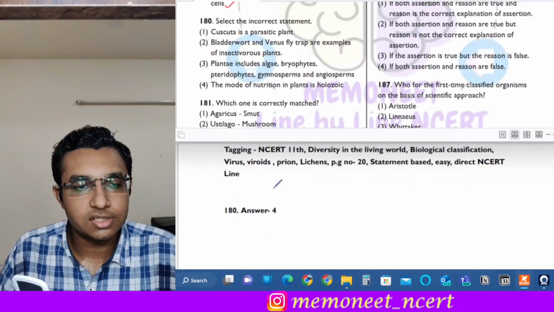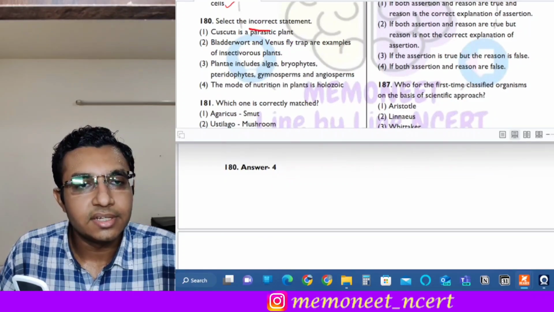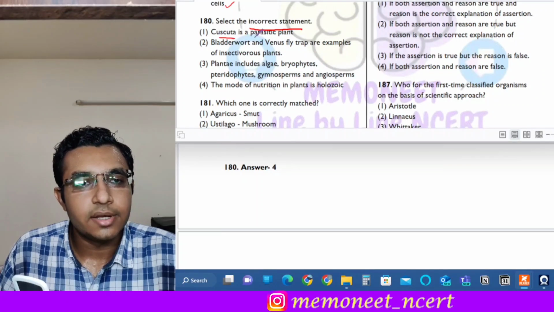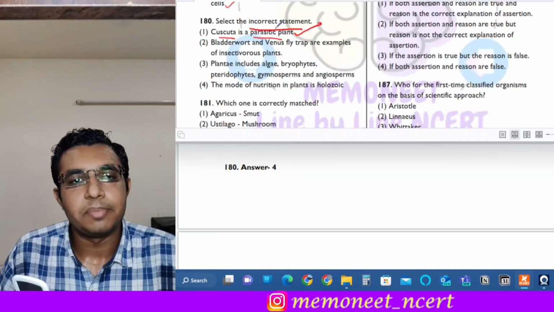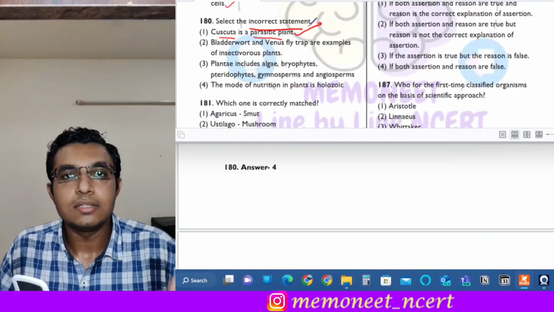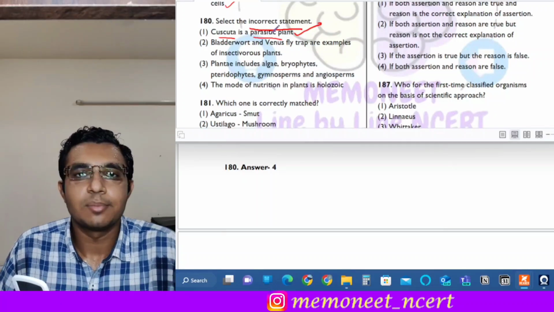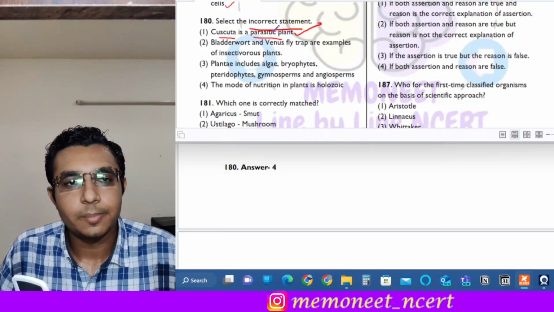Moving on to the next question, question number 180. Here we have to select the incorrect statement. Let us start one by one. The first statement is Cuscuta is a parasitic plant. This statement is correct because parasitic means it lives on another organism and gains nutrition from it. Another example of parasitic plants, do you know? Cuscuta, Viscum. These are the parasitic plants.